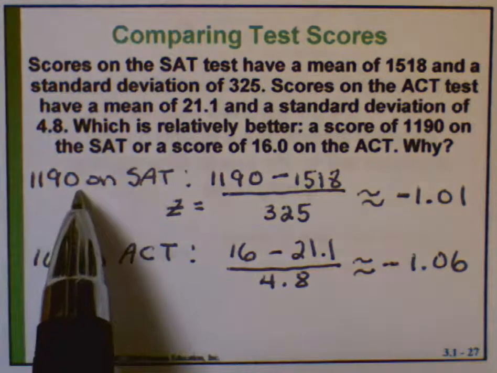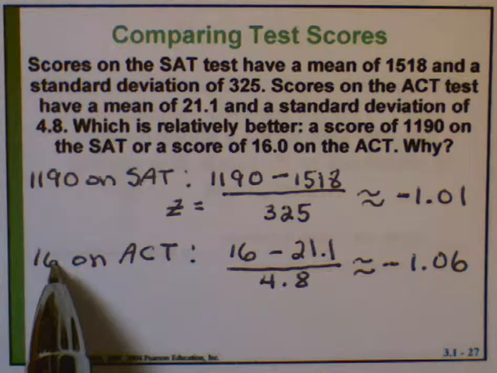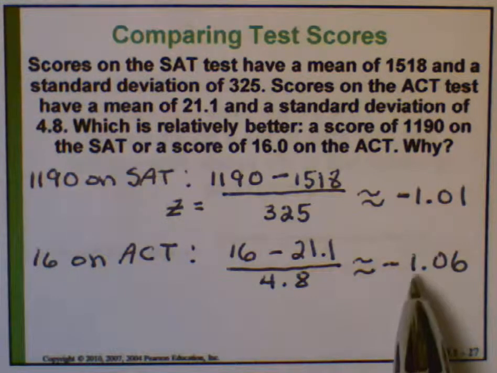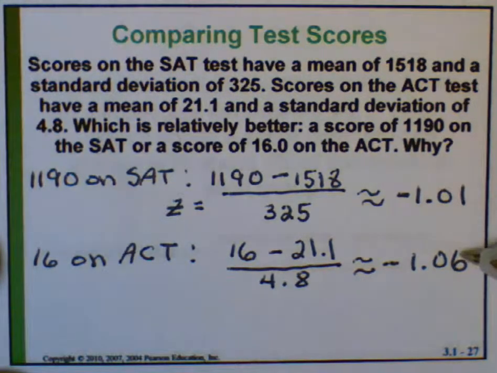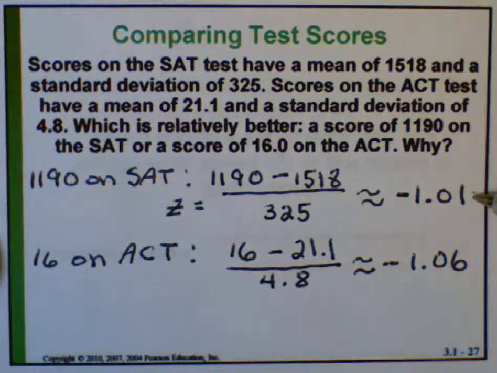An 1190 on the SAT or a 16 on the ACT, they're both below the mean. They both have negative z-scores. But if you're going to have a negative z-score, which one of those would you prefer to have? Think of them as balances in your checkbook. Either way, you have a negative balance in your checkbook, but this one you're in the hole $1.01. This one you're in the hole $1.06. Which is better? If you have to be in the hole, you want to be as close to zero as you can get.